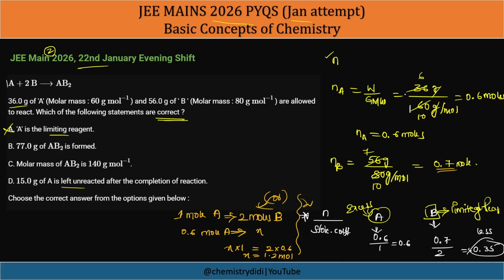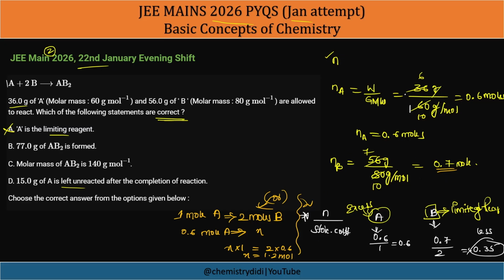You can prefer either of these methods. This one is easy, and this is also simple, but as per your wish, you can choose whichever way is possible in order to find the limiting reagent. So that's how you can check. Here these many moles of B are required, but we have only 0.7. That's how we can say B is limiting.